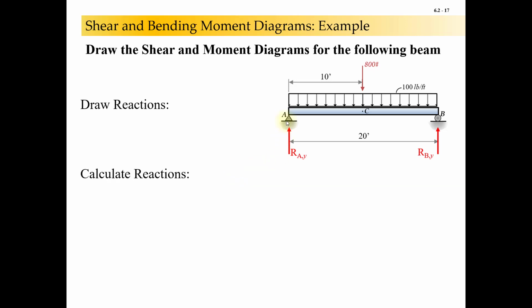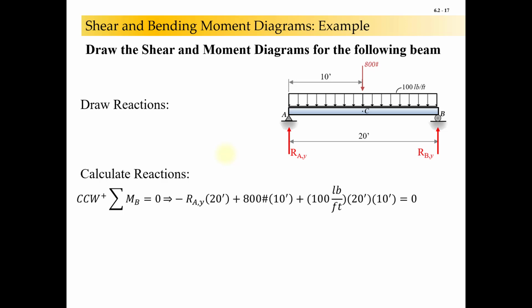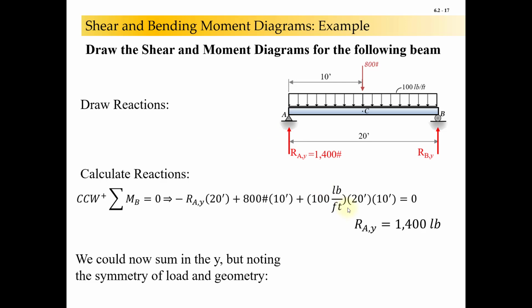There would be an RAX, but we can safely assume that it's 0 since there's no forces applied in the X direction. So there's going to be no X reaction there. There's not going to be any normal force in this beam. Summing moments about B will give me RAY. RAY is 1,400 pounds. And now, I could sum forces in the Y, but I can recognize the symmetry.